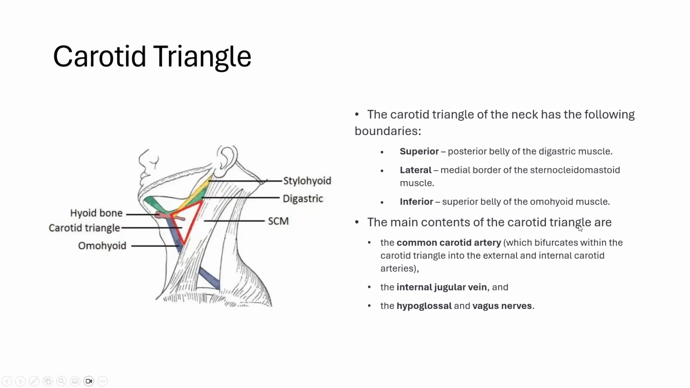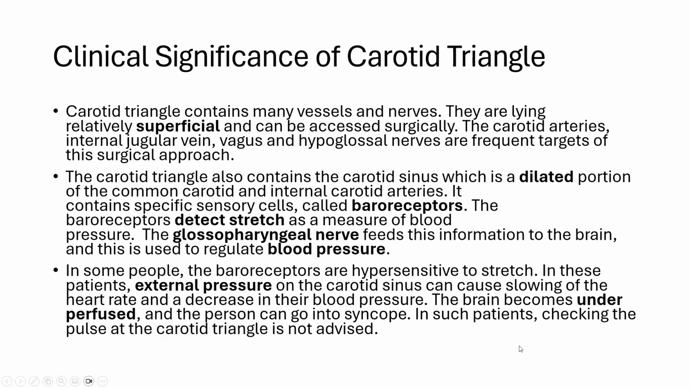The main contents of the carotid triangle are the common carotid artery, which bifurcates within the carotid triangle into the external and internal carotid arteries, the internal jugular vein, and the hypoglossal and vagus nerves. Clinical significance of the carotid triangle. The carotid triangle contains many vessels and nerves. They are lying relatively superficial and can be accessed surgically. The carotid arteries, internal jugular vein, vagus, and hypoglossal nerves are frequent targets of this surgical approach.